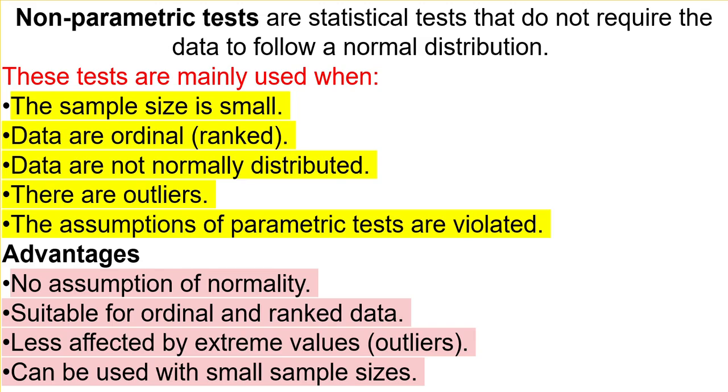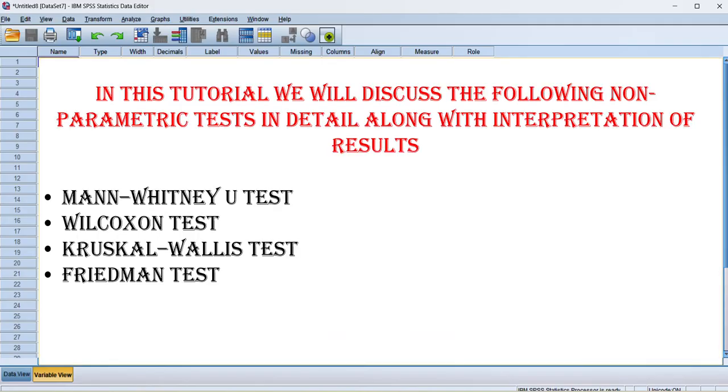Non-parametric tests are statistical tests that do not require the data to follow a normal distribution. You can say they are distribution-free tests because they make fewer assumptions about the data than parametric tests. Non-parametric tests are mainly used when the sample size is small, data is not normally distributed, or there are outliers in the data. We will understand all non-parametric tests such as Mann-Whitney U-test, Wilcoxon test, Kruskal-Wallis test and Friedman test.